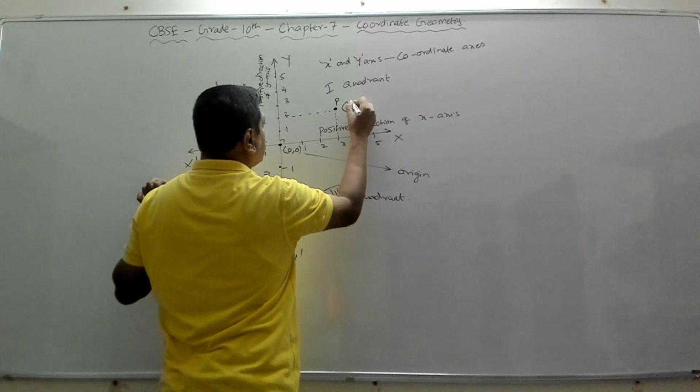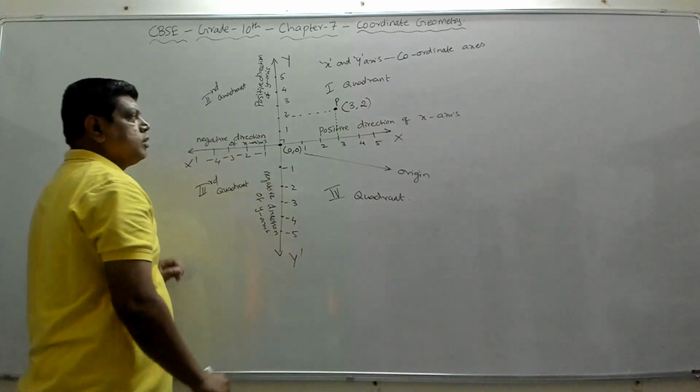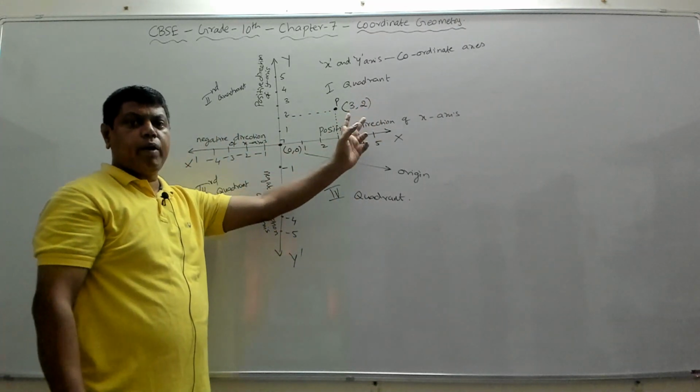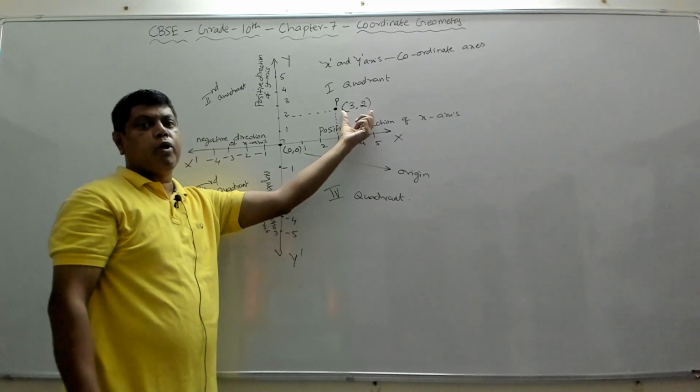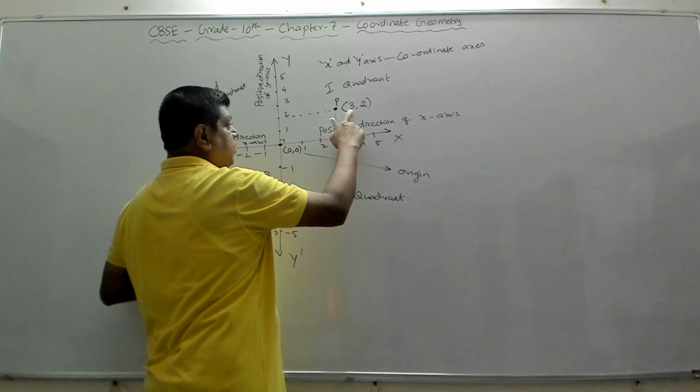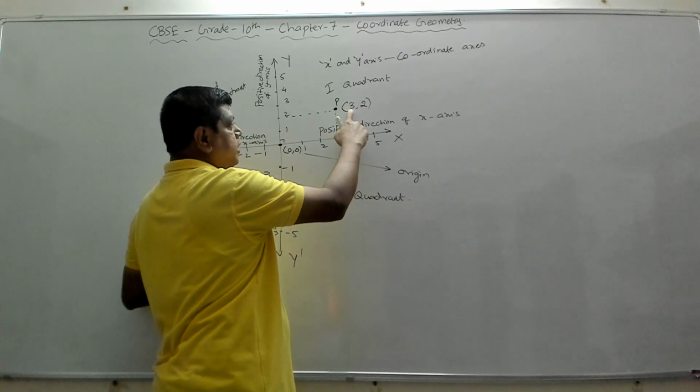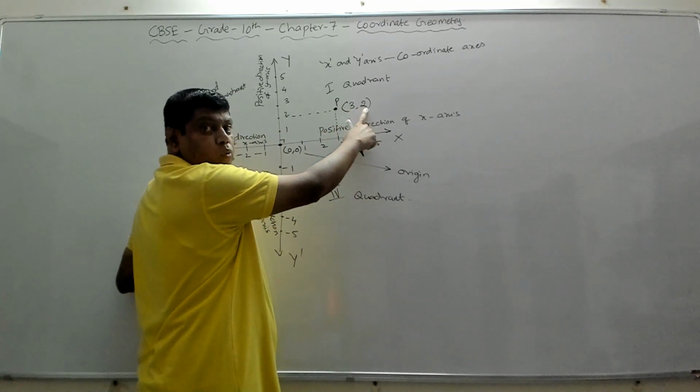This is your point (3, 2). This point P is denoted by the coordinate (3, 2), where the first number is called the x coordinate, which is 3, and this is called your y coordinate, which is 2.